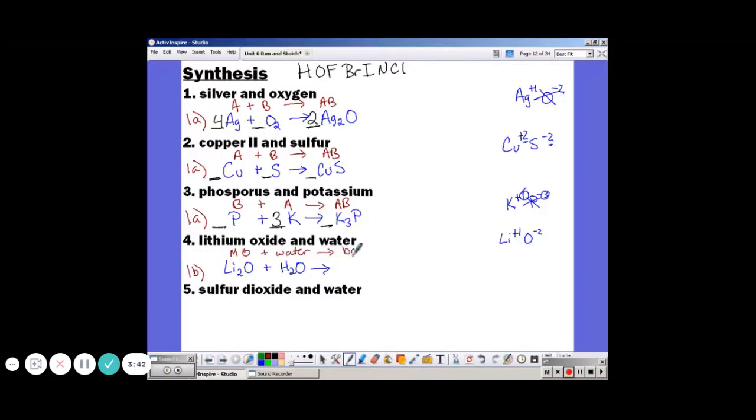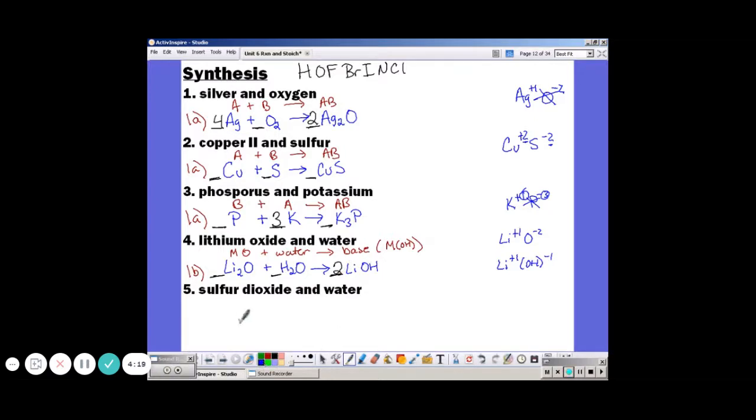Now a base is the metal with hydroxide. So the metal in this reaction is lithium, so that would be Li +1, and then hydroxide is OH -1. So when we cross our charges, this would be LiOH. We need to balance 2 lithiums, 1 lithium. I'm going to put a 2. That gives me 2 oxygens, 1 and 1 makes 2. 2 hydrogens, 2 hydrogens, it's balanced.